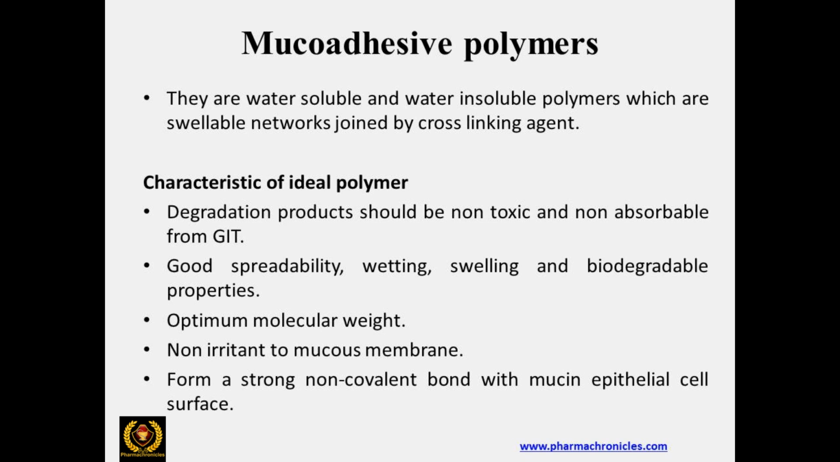Characteristics of an ideal polymer: degradation products should be non-toxic and non-absorbable from the GIT. Good spreadability, wetting, swelling and biodegradable properties. Optimum molecular weight. Non-irritant to mucous membrane. Forms a strong non-covalent bond with the mucin epithelial cell surface.